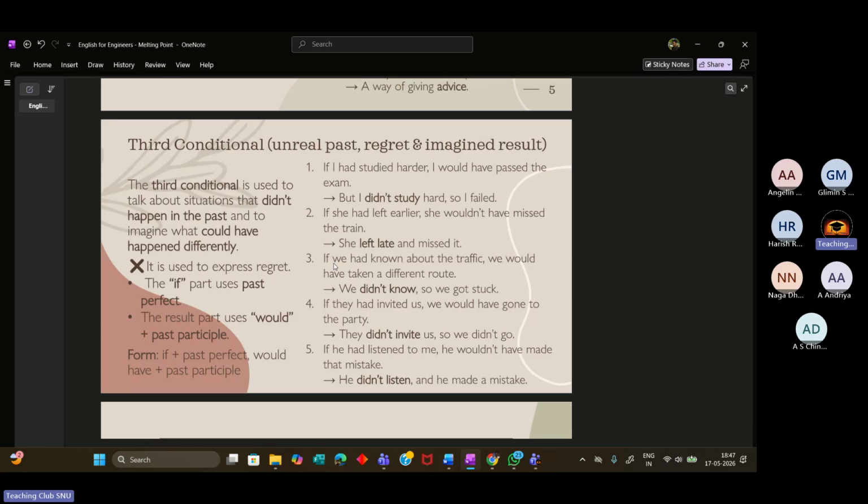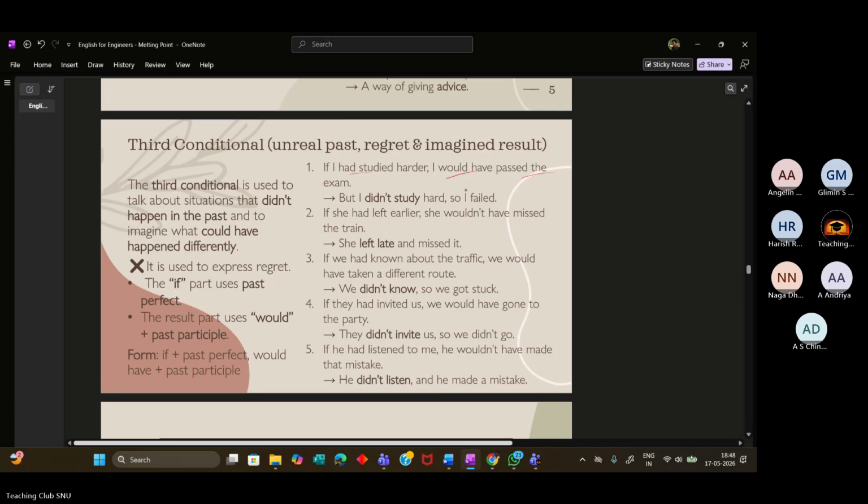So the third conditional is used to talk about situations that didn't happen in the past and to imagine what could have happened differently. So what do we do here in the form? In a perfect scenario, everything works. So like that, we put if plus past perfect in the condition, and in the result we put would have plus the past participle.